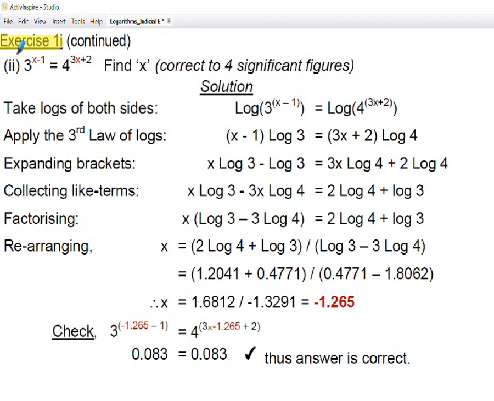Exercise 1i continued here, part 2. We're given that 3 to the power of x minus 1 is equal to 4 to the power of 3x plus 2. We've got to find x. Again, for our solution, we're going to take logs of both sides of the equation.